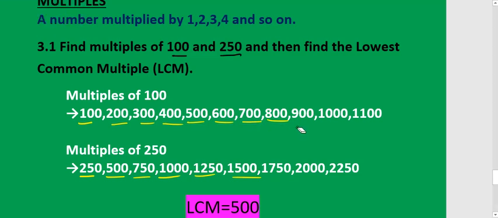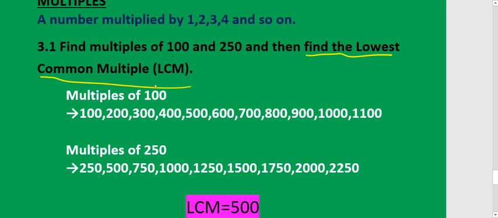Okay, so if we go to the second part of the question, we've done the first part. We've listed multiples of both 100 and 250. Now the next part of the question asks you to find the lowest common multiple, LCM. What is the lowest common multiple? Okay, so if we look at this, we can see that they have 500 in common. They both have 500. They also have 1000 in common.